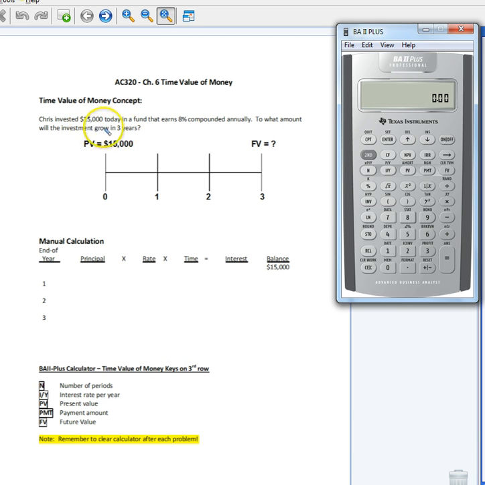So let's say Chris invested $15,000 today in a fund, some sort of investment fund, that earns 8% compounded annually. So compounding means that every year you earn interest, and then the second year you earn additional interest. So to what amount will the investment grow in 3 years? So if I schedule it out, he's going to put $15,000 in the bank or some sort of investment today, and what will it grow to in the future? So the present value is $15,000. In the future, what will the value be, the future value?